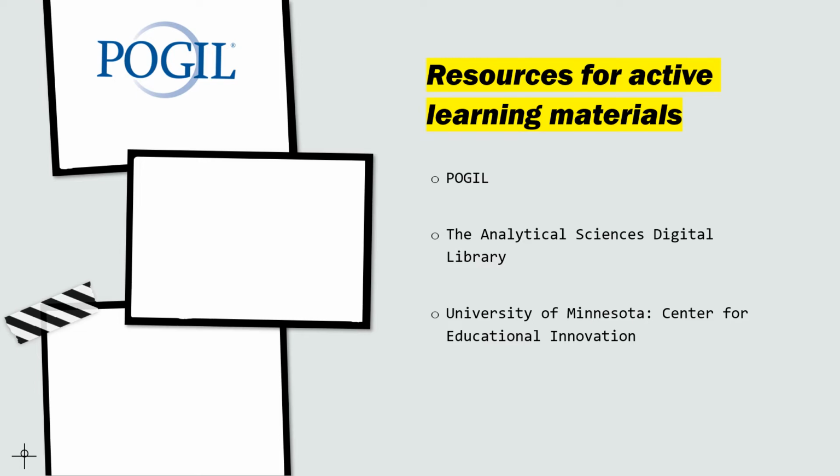We also have ADSL, which stands for the Analytical Sciences Digital Library. On their website, there is an option that says Active Learning. There you will find classroom and lab activities that are focused on analytical chemistry. Here you can find a lot of free activities focused on the specific topic that you're teaching, such as equilibrium chemistry and spectroscopic methods.